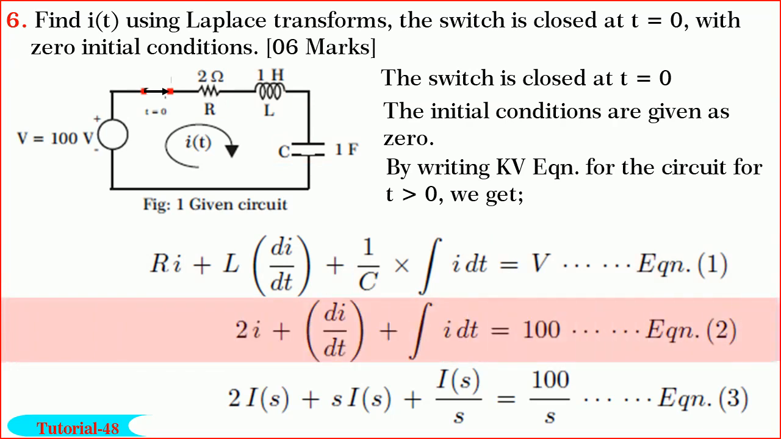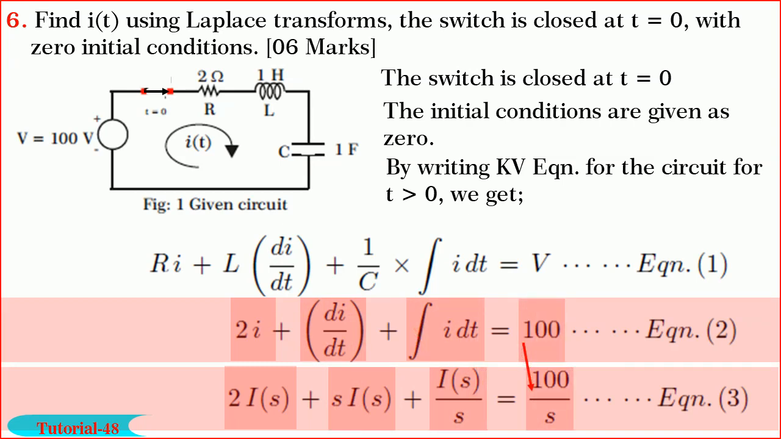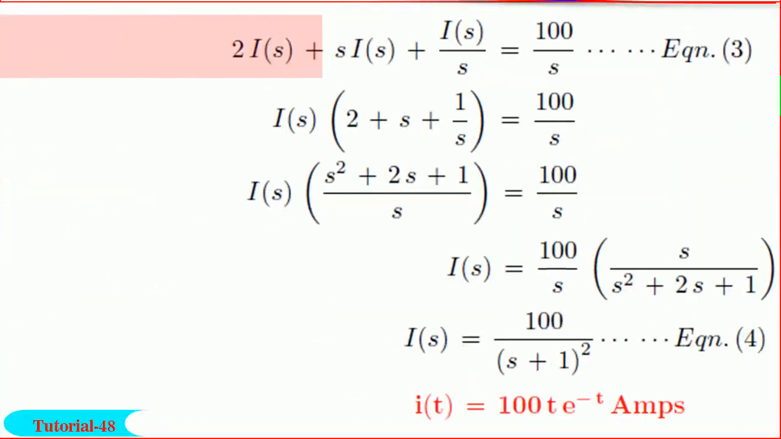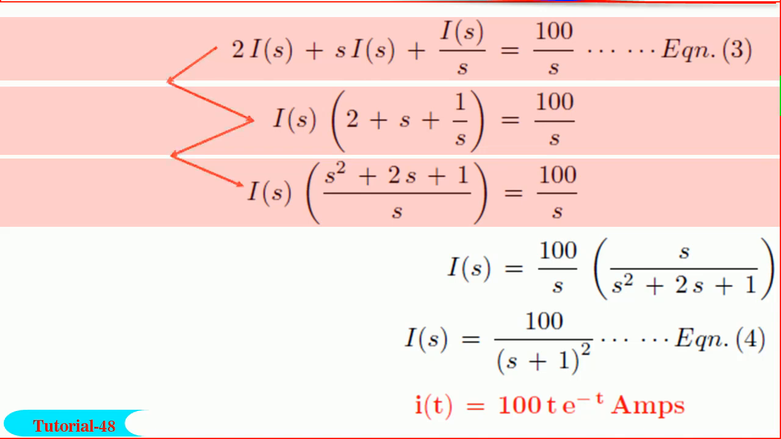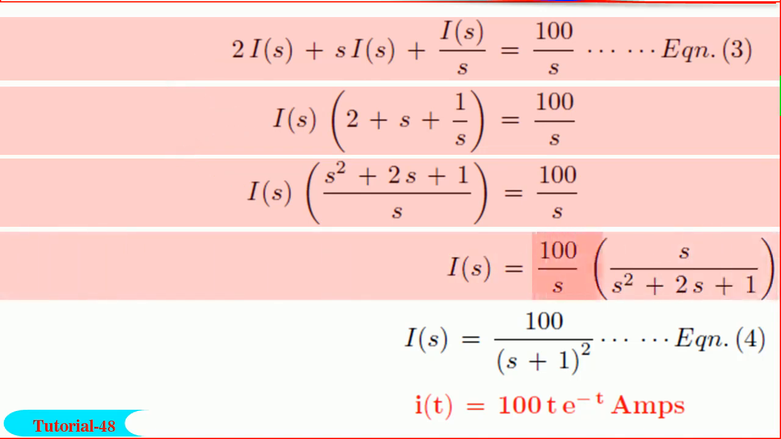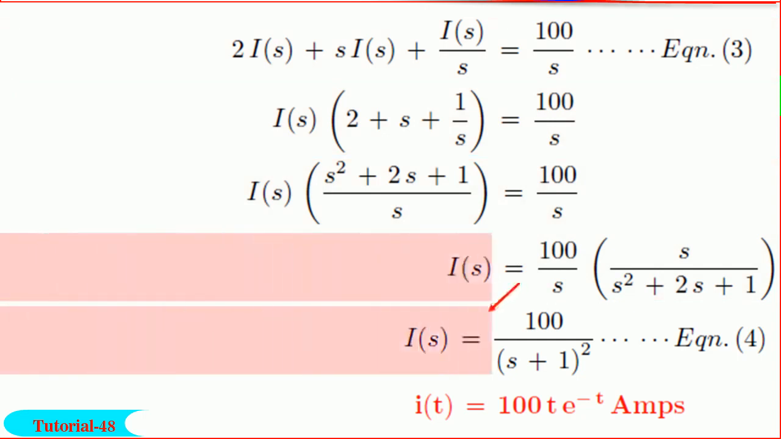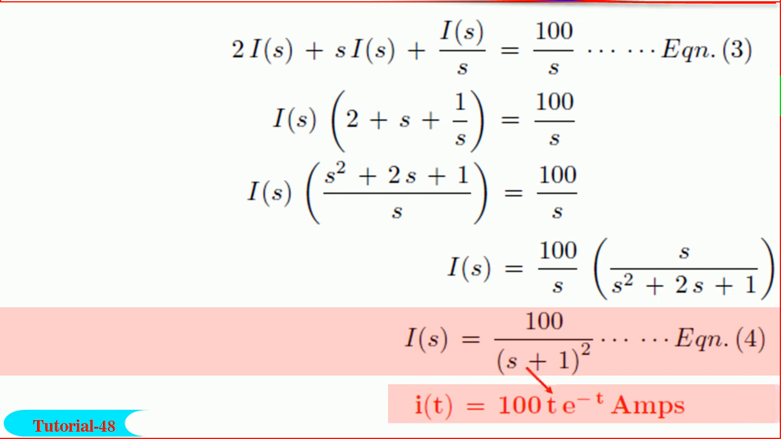By taking the Laplace transforms on both sides and taking the initial current through the inductance as 0 and the initial charge on the capacitor as 0, we get 2I(s) + sI(s) + I(s)/s = 100/s. Let it be equation 3. Friends, equation 3 is reproduced here for convenience. By rearranging using simple algebra, we get I(s) = 100/s × s/(s² + 2s + 1). By simplifying and rearranging it, we get I(s) = 100/(s + 1)². By taking the inverse Laplace transforms, we get i(t) = 100 t e^(-t) amperes. It is so simple, isn't it?